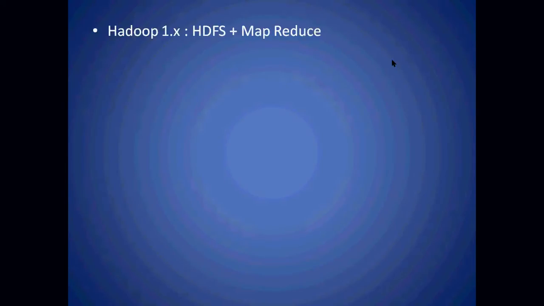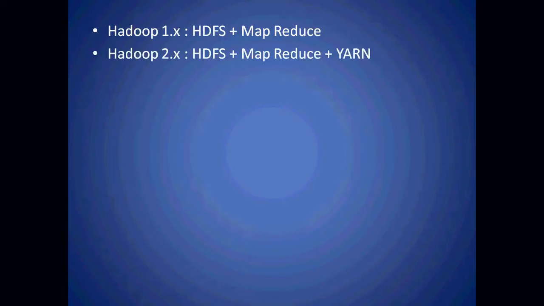Actually, first let's see the versions of Hadoop. Hadoop 1.x's initial release was Hadoop 0.x. After that they came with Hadoop 1.x, which consists of HDFS and MapReduce. HDFS is meant for the storage part and MapReduce is meant for the processing part. Initially Hadoop 1.x had these two components only. Later they introduced Hadoop 2.x with another component called YARN. This is for resource management actually. We will store the data in HDFS, we will process using MapReduce.